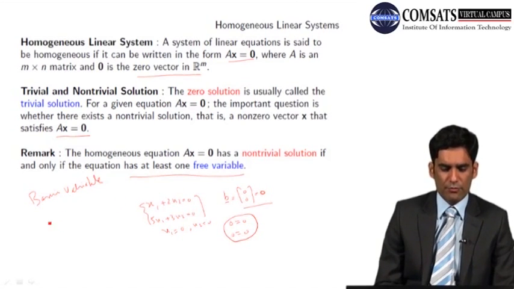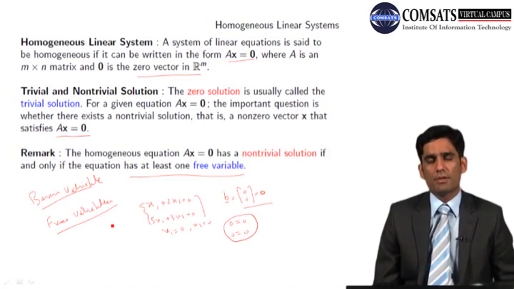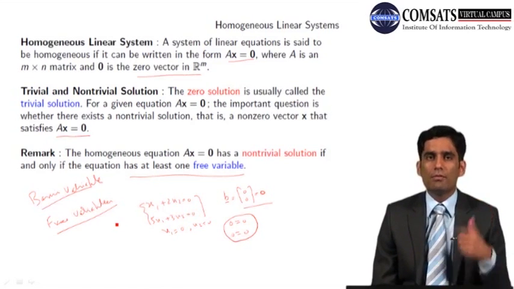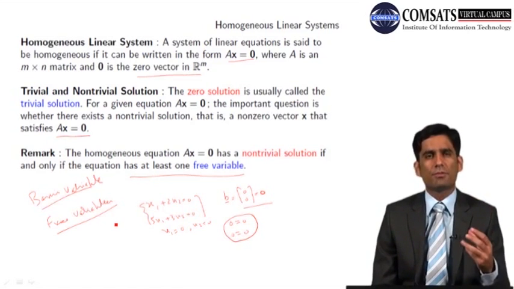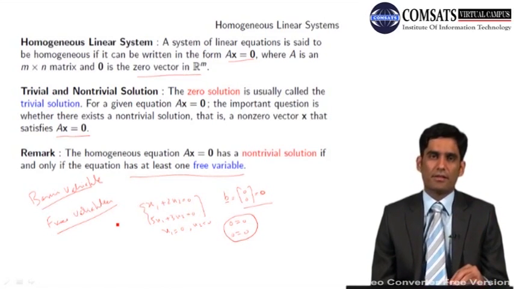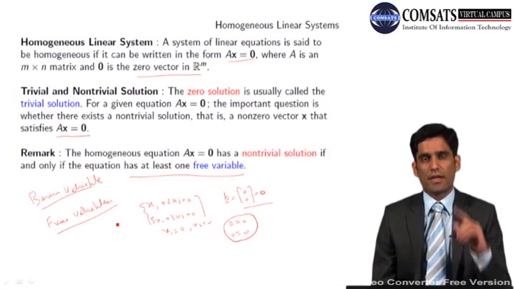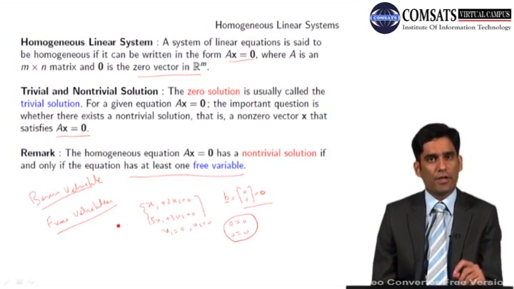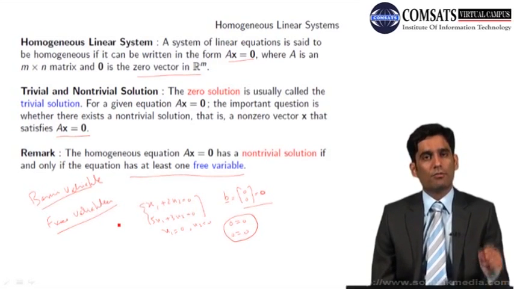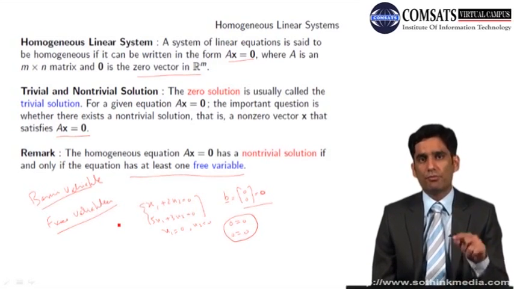Free variables are those variables which can take any value from the set of real numbers, and basic variables are expressed in terms of free variables, and we always have a free variable whenever we have infinite many solutions. We already decided that a system of linear equations can have a unique solution or infinite many solutions. If we have infinite many solutions, then there must be at least one free variable.